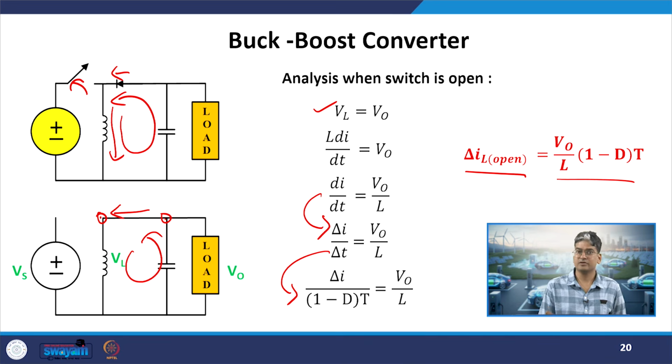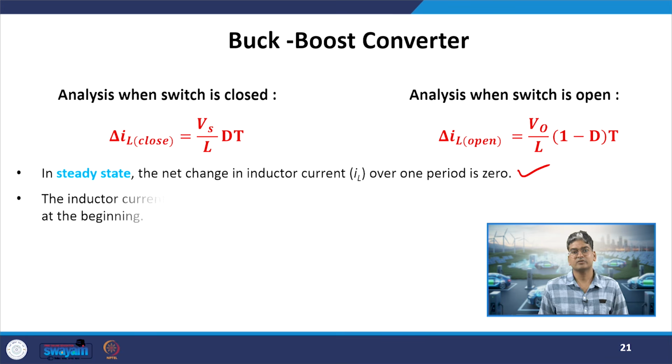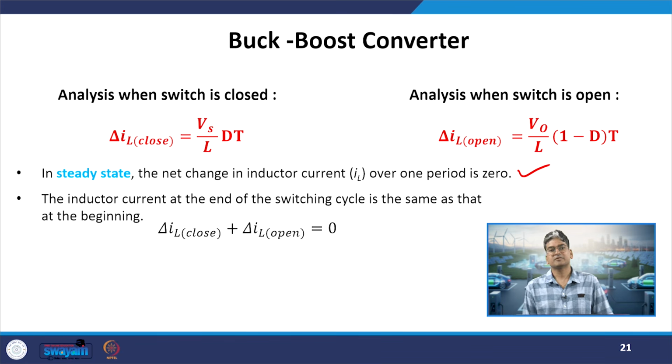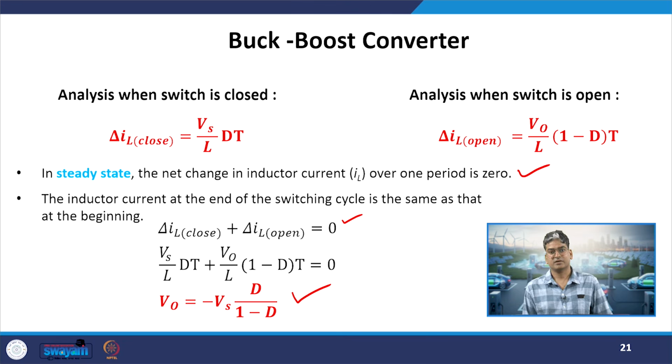So, now we have found out the delta IL value when the switch was in the closed state, and when it is in the open state. Now, we will equate them to find the relation between the input and output voltage. We know in the steady state the net delta IL value should be 0, or it should start from the same point at the beginning of every cycle. So, if I add both of them, it should be equal to 0. By proceeding with the same relation, I will find that my V0 will be equal to minus d by 1 minus d times Vs.